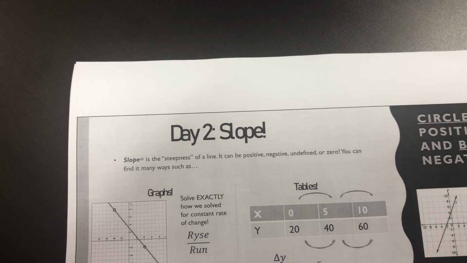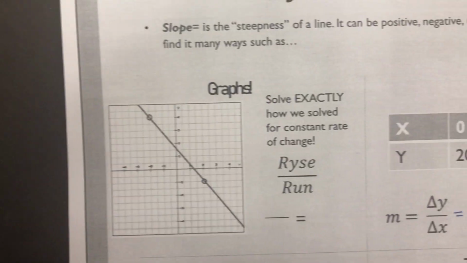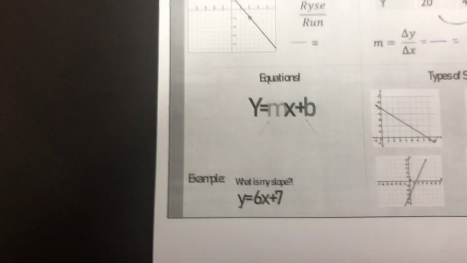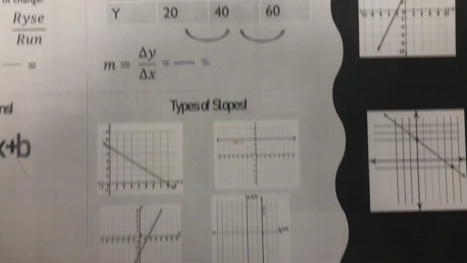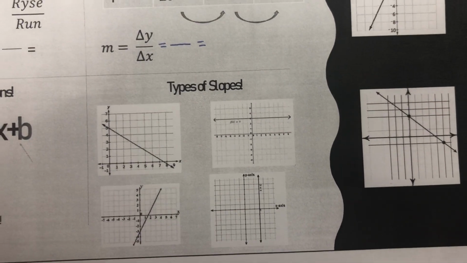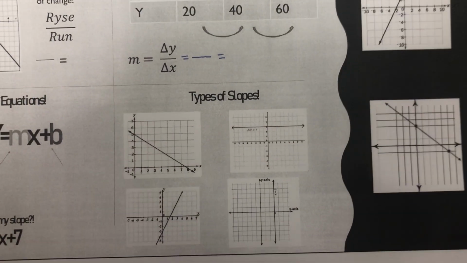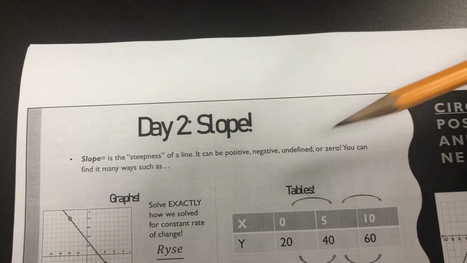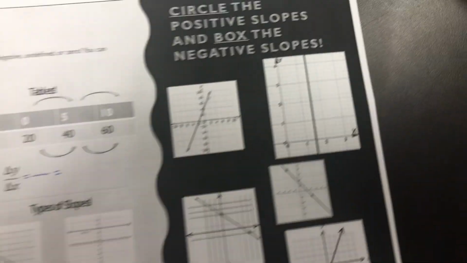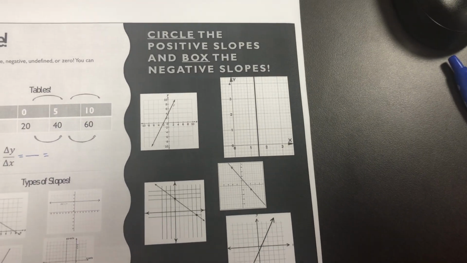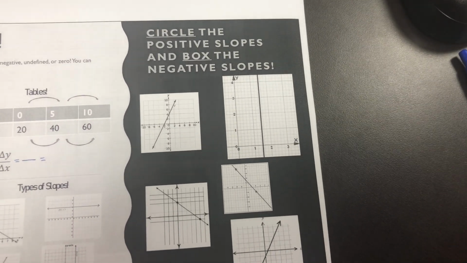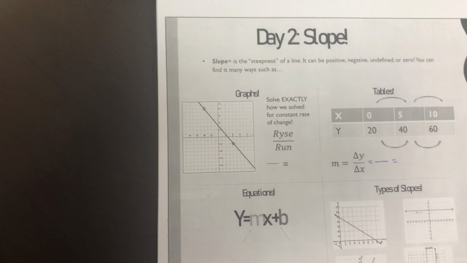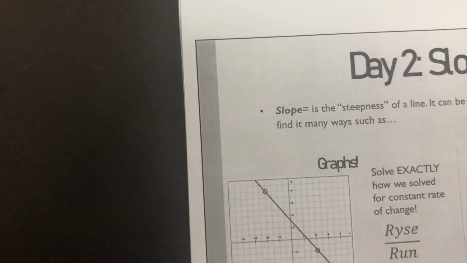You can find it in many ways, such as graphs, tables, equations, and then also we're going to figure out what kind of slopes, what they look like as far as our positive, negative, undefined, or zero, okay? And then over here on this side, we're going to circle the positive slopes, box the negative slopes. So let's go ahead and deal with the graph section first.